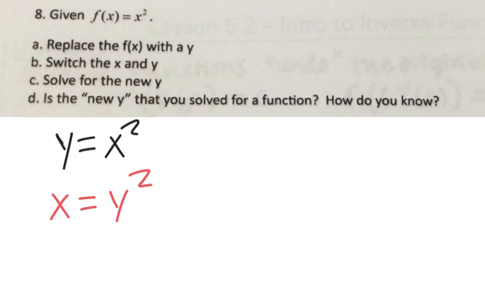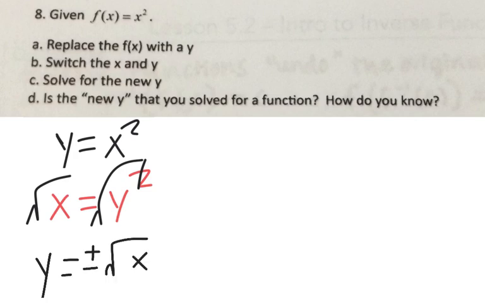And now we solve for the new y. So y is being squared, so I'm going to take a square root. So, where did the square root come from? Me. So when I choose to take a square root, I must account for the plus or minus possibilities. So I get y equals plus or minus radical x. And so they want me to graph that.